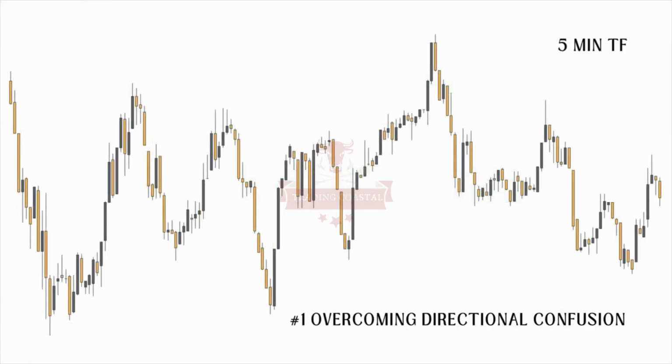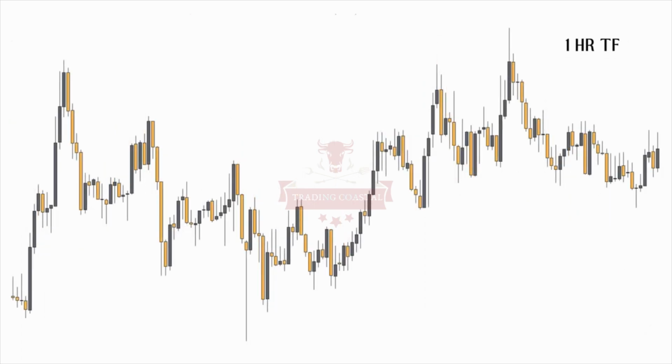Number 1, overcoming directional confusion. Here on the 5-minute chart, the market looks choppy without any visible direction. It continuously violates the structure levels to both up and down sides, confusing any trader trying to identify the direction. But if we zoom out to the 1-hour time frame, we can quickly identify the market trend.